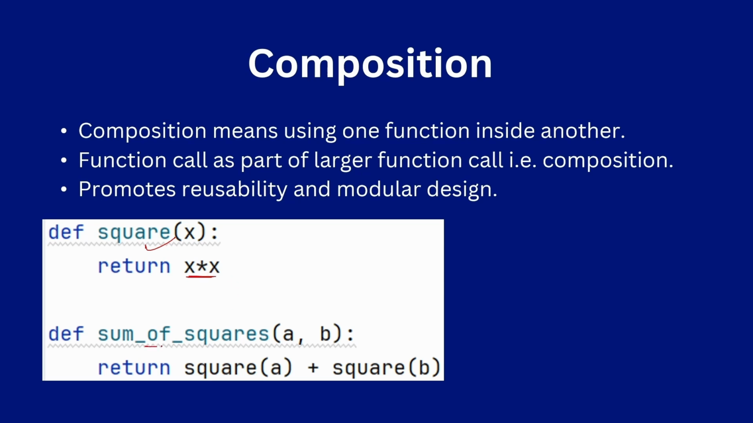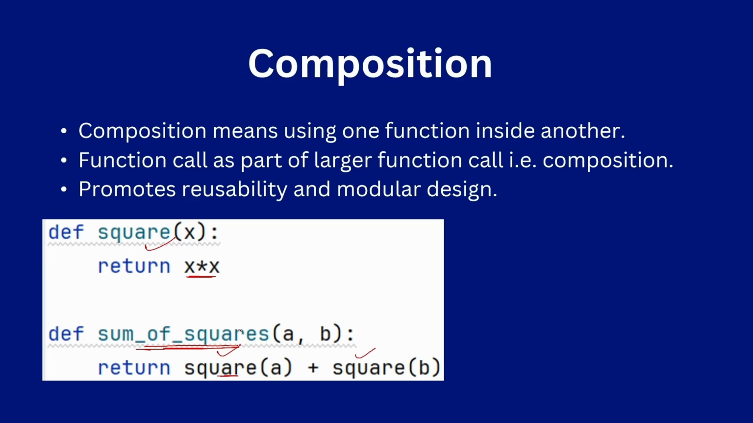Now we have created this particular function, sum of squares. Inside this function we are calling the function square and passing the value a, and again we are calling the function square and passing the value b, and then we are adding them and returning that value. So inside this function we have called the function square, and this is what composition is. Composition means using one function inside another function.